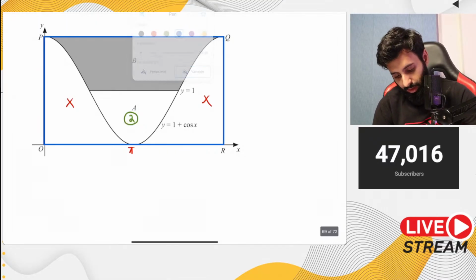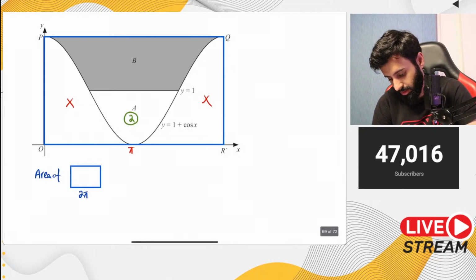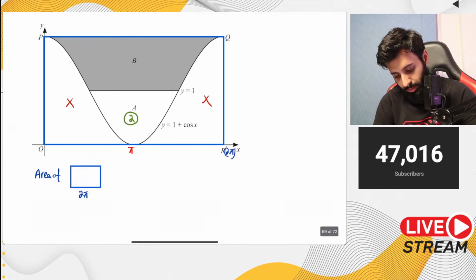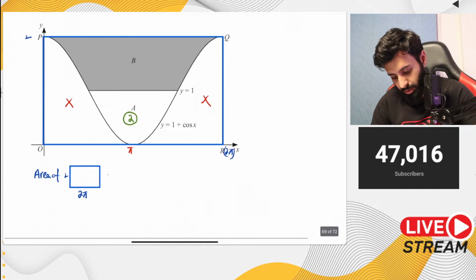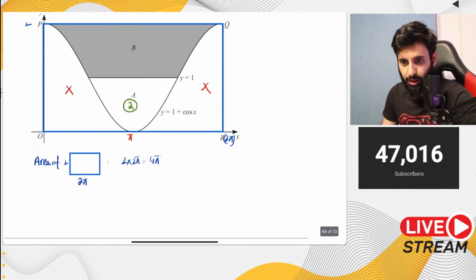Let's start with the area of the rectangle. This rectangle has dimensions 2 pi by 2. So that means 2 into 2 pi, which is equal to 4 pi. Now let's put this 4 pi on the side for now. We'll come back to it.